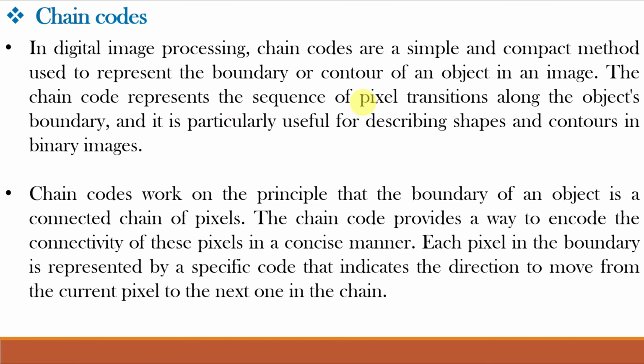Now let us understand chain codes. Chain codes represent the sequence of pixel transitions along the object's boundary, and these chain codes provide a way to encode the connectivity of the pixels in a concise manner. So in chain codes, each pixel in the boundary is represented by a specific code that indicates the direction to move from the current pixel to the next one in the chain. So chain code will provide us the direction of movement.